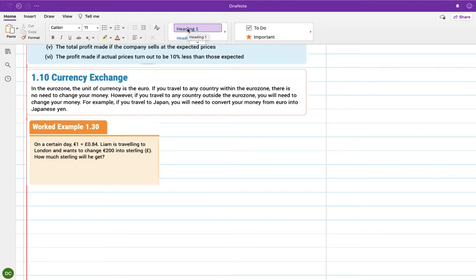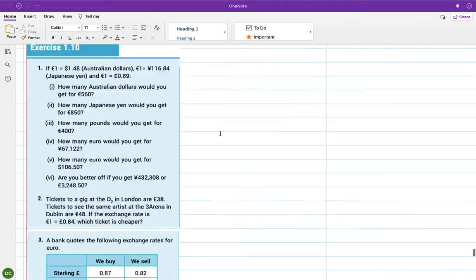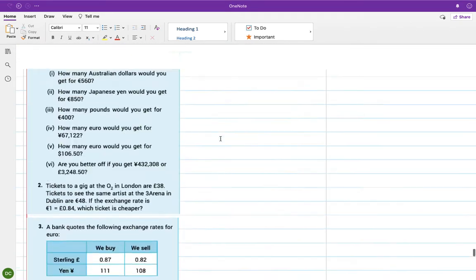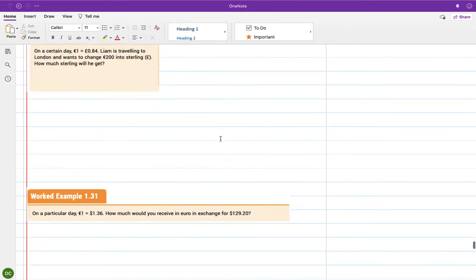So I'm just going to keep this instruction short, so please try and pay attention. I think this is the second last thing in this chapter. Yeah, it is. So we're going to do currency exchange.